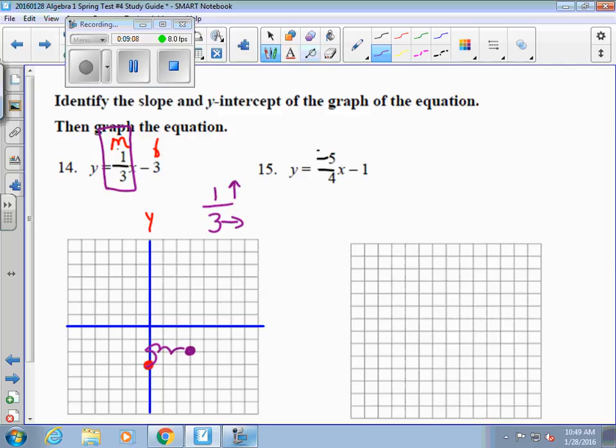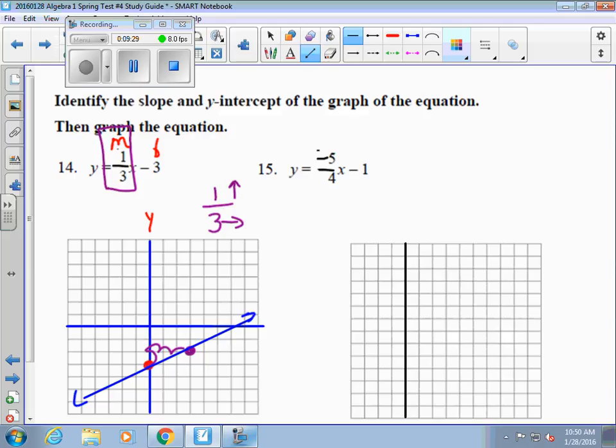Once you have 2 points, you can draw a straight line through those 2 points and have your equation that looks like that. Number 15 says y equals negative 5 over 4x minus 1. Again, we're going to have an equation that goes down 5 and to the right 4. So if you can't fit it quite in the middle, make sure you make it look something like this, where it's skewed that way a little bit, where you have more room in that bottom right quadrant, or the fourth quadrant.